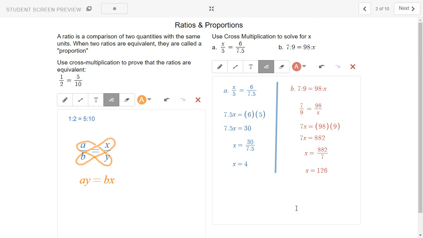Okay, so for both of these, I could rewrite the original statement. 7 to 9 is equal to 98 to 126. Or the first one, we can write it like a fraction. We have 4 over 5 equals 6 over 7.5.